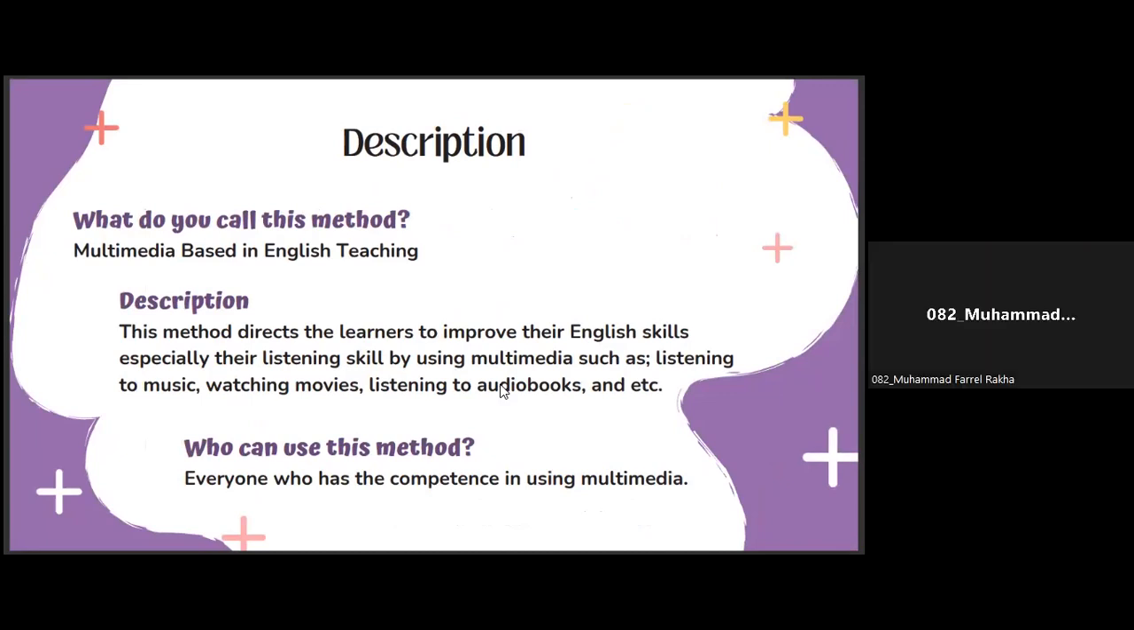All right, thank you to Rizky who has given me time to explain about the description of this method. First, I'm going to tell you what we call this method. We call this method multimedia based in English teaching. And why do we choose this method? Because we think that it is very easy to use. Why do we conclude that? Because as you know, this method can be used anywhere and anytime, and on any device that we have, like a mobile phone or maybe a laptop.